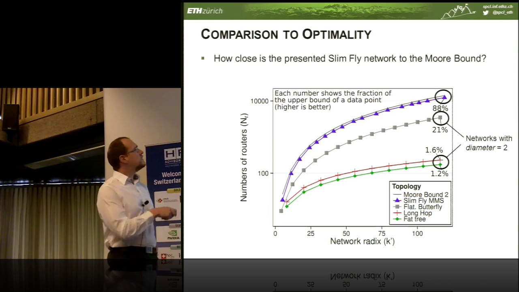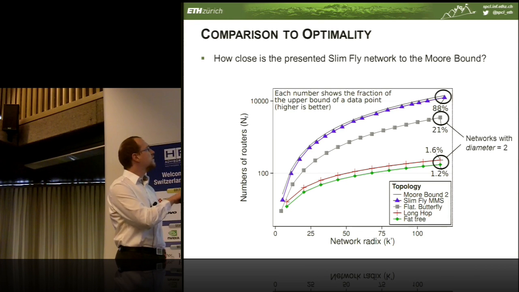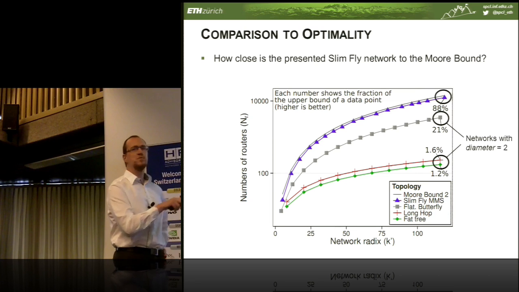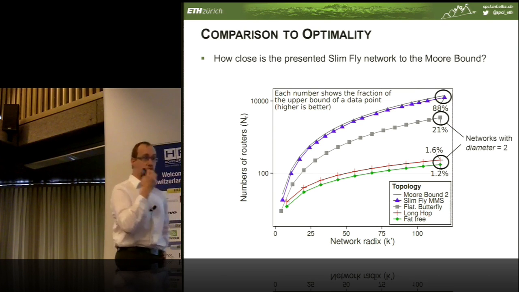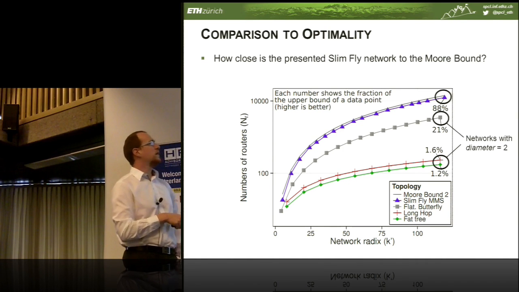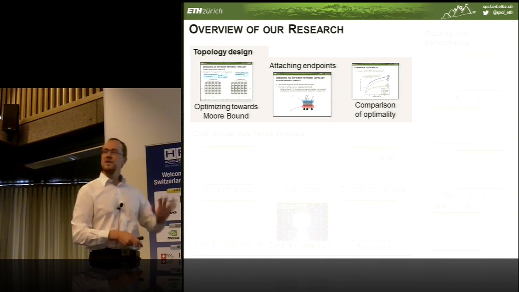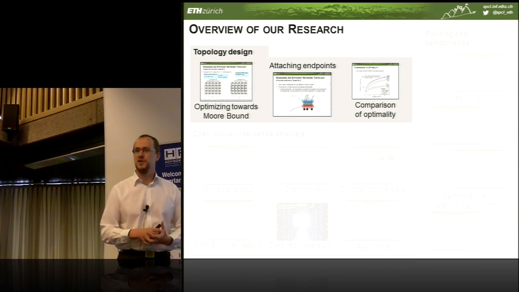Okay, so the question is now, how close are we to this optimality, to this bound that we just established? Here is the bound, right? So we are always 88% close. This is a construction that's well known in computer science. And then there are other networks that are much further away if we build them in a diameter 2 construction. Now you should believe me that there is a way to build this topology at this point.